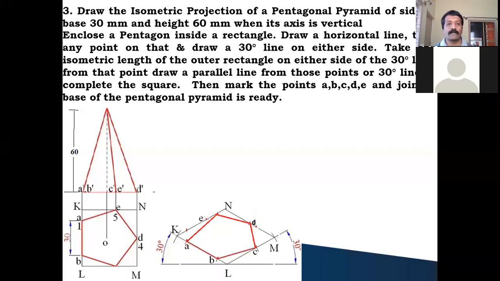You know how to draw the pentagon. So you name it, here I've named it as ABCDE. Then as usual, enclose the pentagon within the box. From E you draw a horizontal projector on either side. From D you draw a vertical projector on either side. From C you draw a horizontal projector on either side. And from A or B you draw a vertical projector on either side. So wherever these projectors meet, your box is ready.